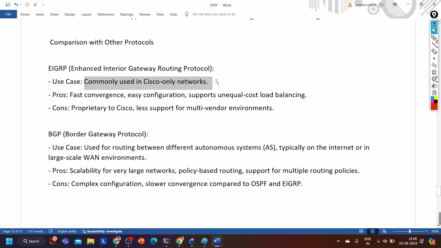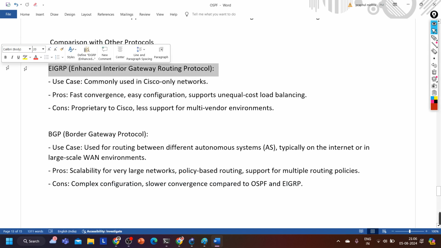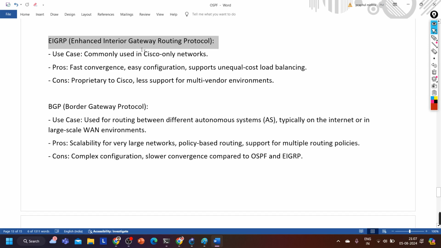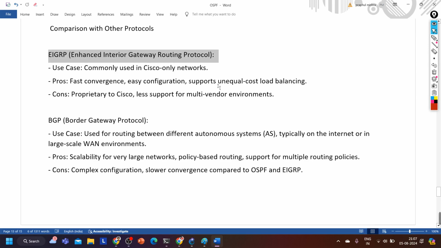EIGRP is commonly used in Cisco networks. Earlier EIGRP was Cisco proprietary, but nowadays EIGRP is also an open standard routing protocol. We can configure it on Cisco devices as well as on non-Cisco devices. Earlier EIGRP was Cisco proprietary. Earlier Cisco was using EIGRP.